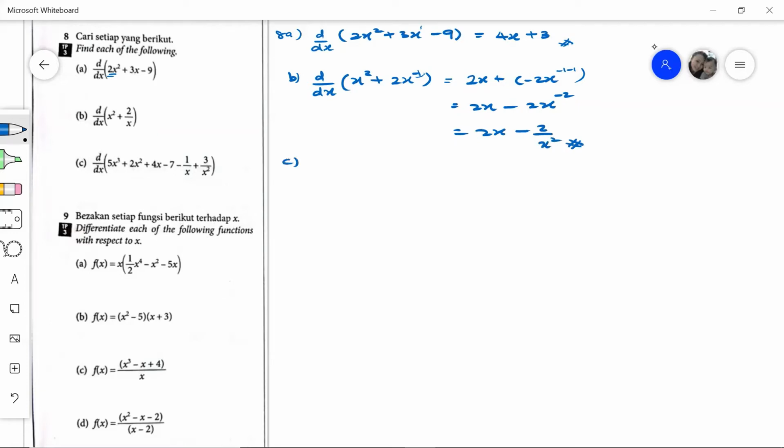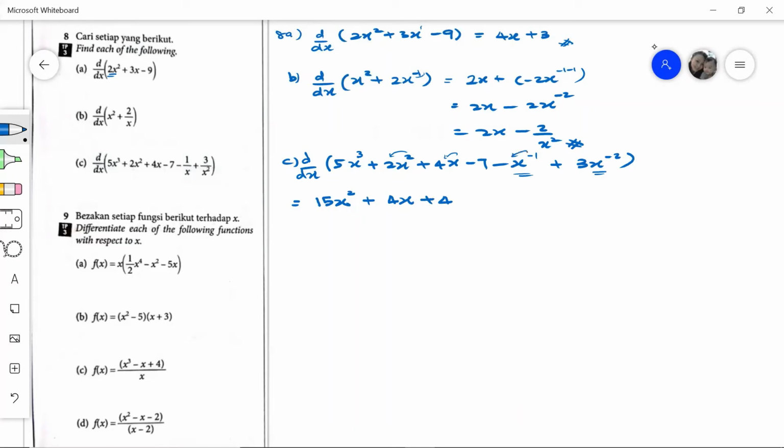Part C. All right, so differentiate 5x to the power of 3 plus 2x squared plus 4x minus 7 minus x to the power of negative 1 and then plus 3x to the power of negative 2. Write it in this form, then only we start to differentiate it. So bring down the power and multiply. So we got 15x squared, reduce the power by 1, then 4x, and then bring the 1 down, so we have 4. Constant after we differentiate is 0.